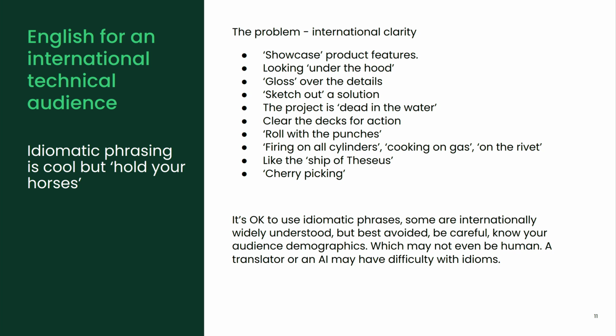So glossing over the details, well, you see that a lot. But what does it really mean? So you need to understand that gloss is a sort of paint, and you're painting over the details to hide them, but you're doing it with gloss, which is nice and shiny, so you're kind of glossing over the details to hide some sort of ugliness there. And is that really what you meant to say? Possibly not. Sketching out a solution, need to understand what a sketch is.